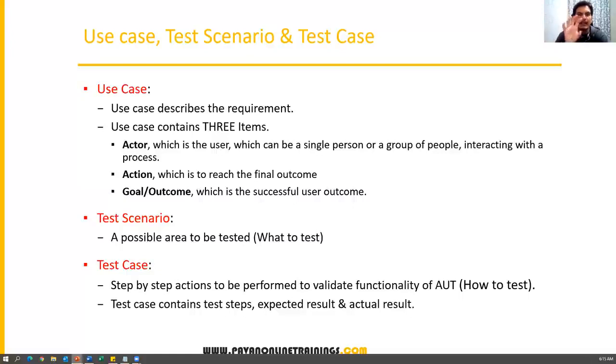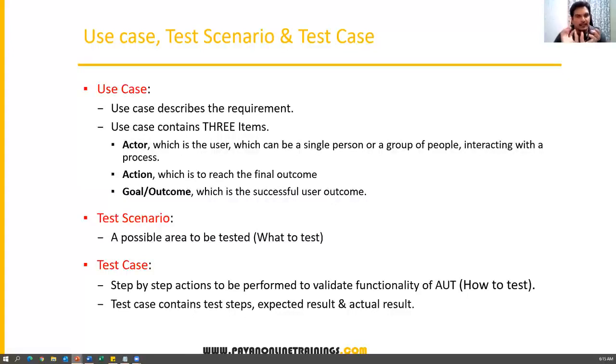Let's take a login application. As a user, I'll perform the login. After successful login, I successfully log into the application and I'll get the home page. So there are three things. User is nothing but an actor, the login operation is nothing but an action. After successful login, I will get the home page, that is our goal or outcome.